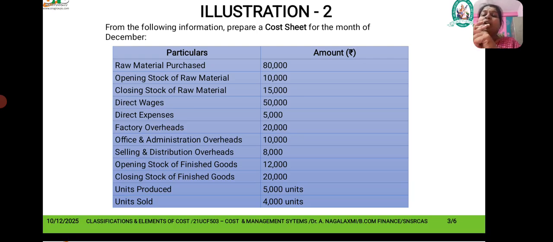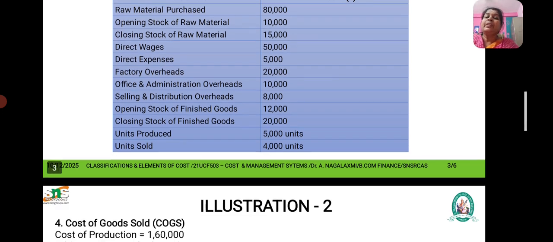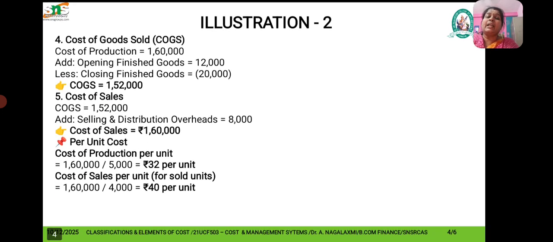Opening stock of finished goods is 12,000. Closing stock of finished goods is 20,000. They produced 5,000 units and they sold 4,000 units. These are the information given for us in the preparation of the cost sheet. Now we shall see everything.